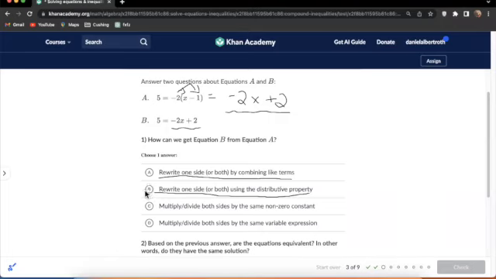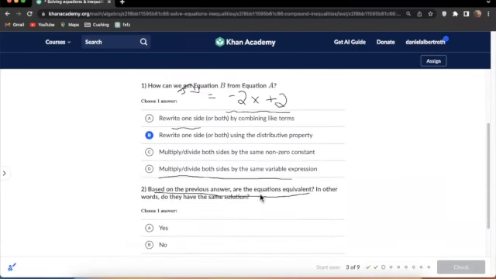C says, oh my goodness, what is happening here? C says multiply, divide both sides by the same non-zero constants. That's not really what we're doing. We're just distributing the -2. Multiply or divide both sides by the same variable expression. We're not multiplying and dividing both sides by anything. We're just distributing the -2. So I like B, rewrite one side. It's not both, just one side using the distributive property. So I like that one.